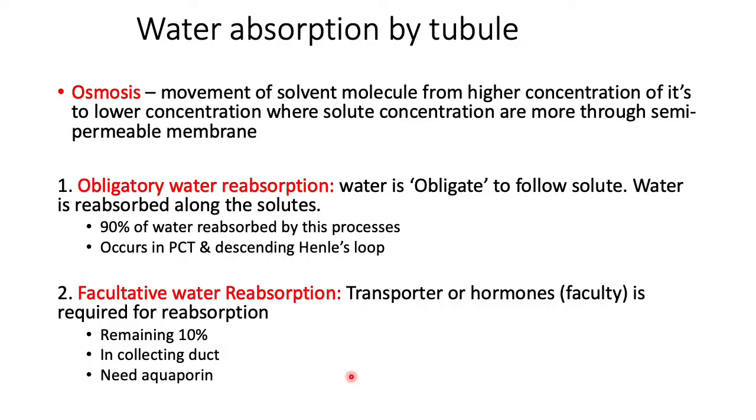And here we need this aquaporin. So aquaporin 1 is also required in this obligatory water transport, which is present in the PCT. There is aquaporin 1 and another aquaporin which is present in this part, aquaporin 2.